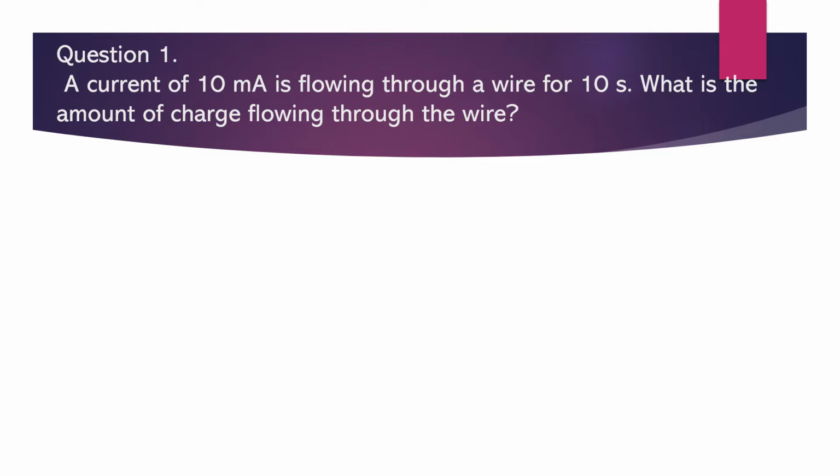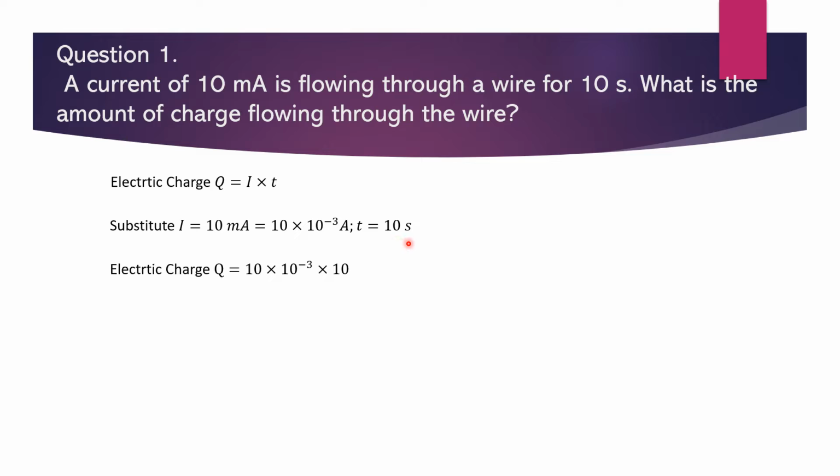Question 1. A current of 10 milliampere is flowing through a wire for 10 seconds. What is the amount of charge flowing through the wire? Now, electric charge Q is equal to I times T. Substitute I is equal to 10 milliampere, that is 10 times 10 power minus 3 ampere, T is equal to 10 seconds. Now the charge Q is equal to 10 times 10 power minus 3 times 10.